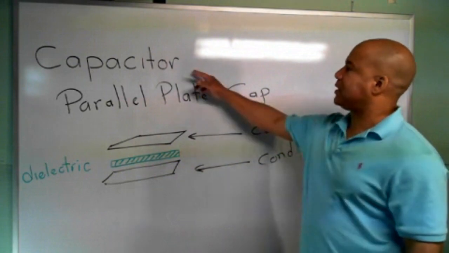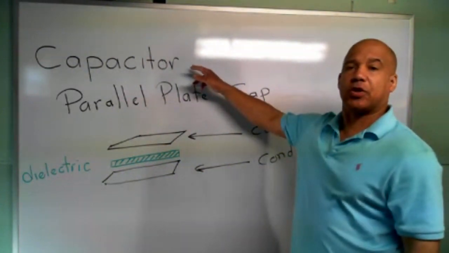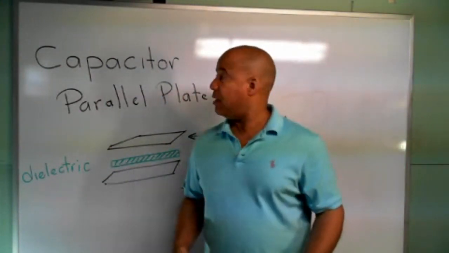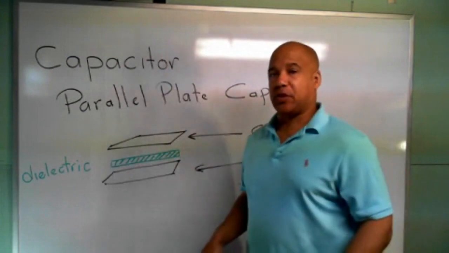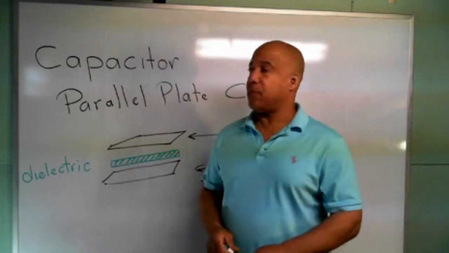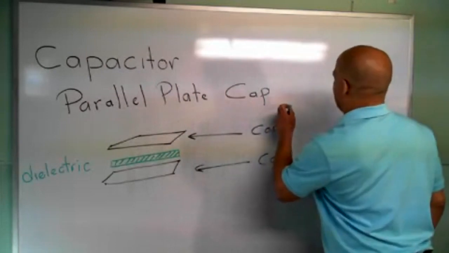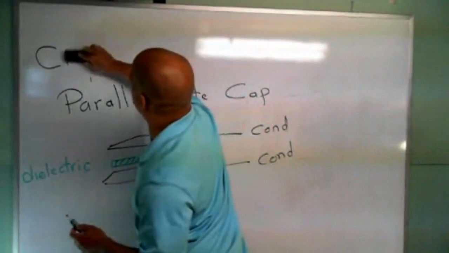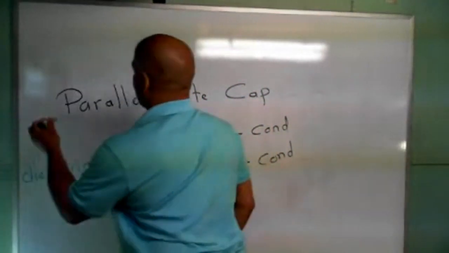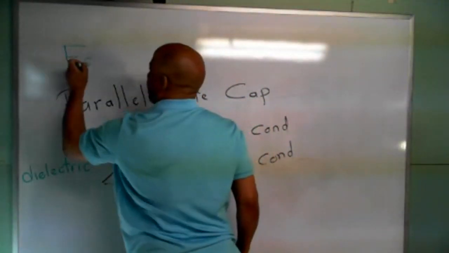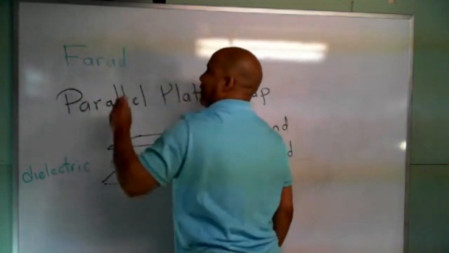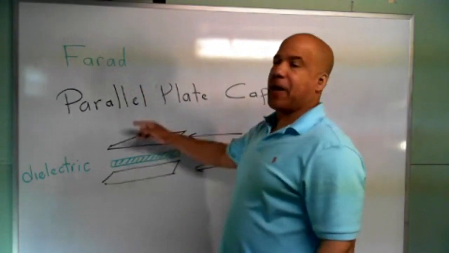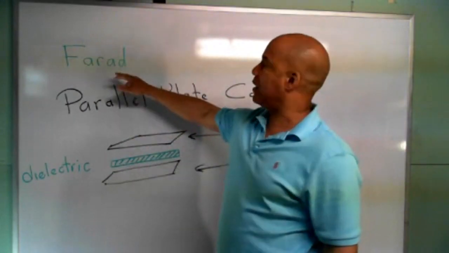Now, the ability of the capacitor to store the charge, the ability to hold or store charge, is called capacitance. Capacitor, the ability to store charge, capacitance. And we measure capacitance in a unit called a farad. That's actually named after a scientist. I don't know much about Faraday, but a farad is a huge unit. So you hardly ever see farads.